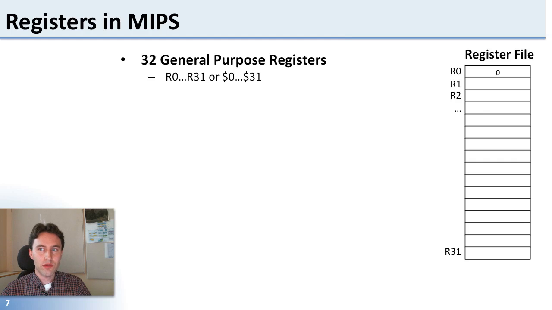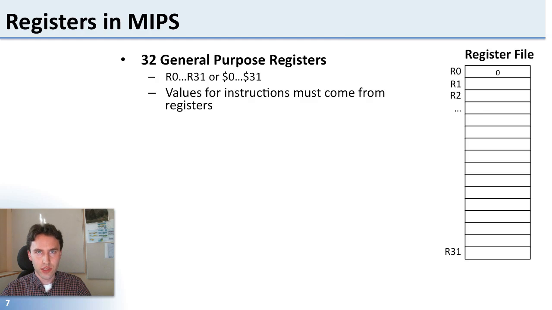MIPS is a register architecture, and it has 32 general purpose registers. These are typically labeled R0 through R31 or $0 through $31. And we think about them as one big linear file like this, where you can store values in the different registers. As you've seen in the examples we've looked at so far, all of the values for instructions have to come from registers. That's what it means to be a register machine. You need to store the values in the registers and then you can operate on them.